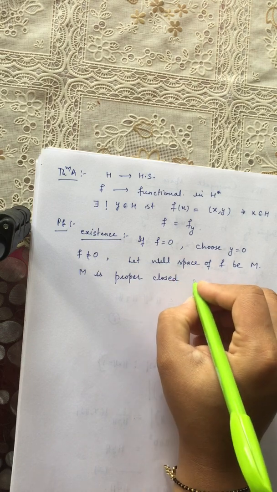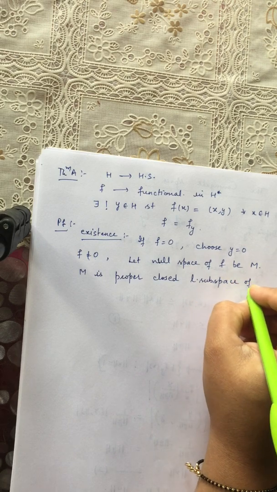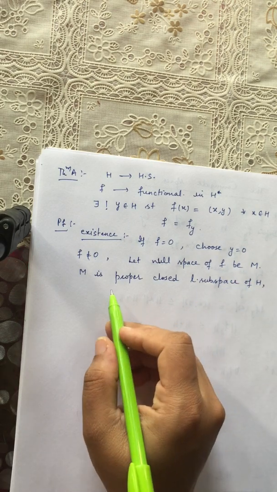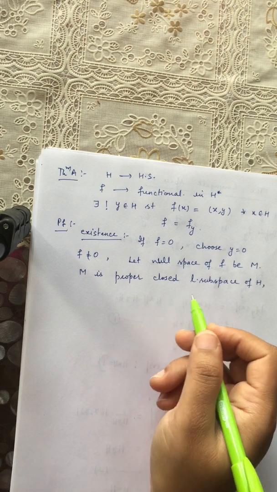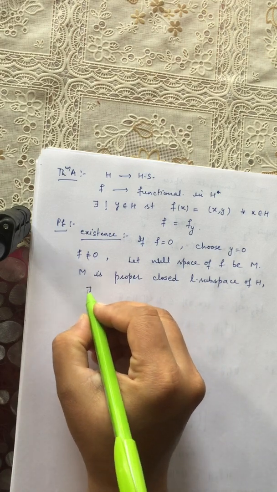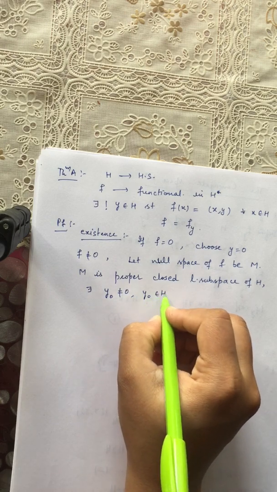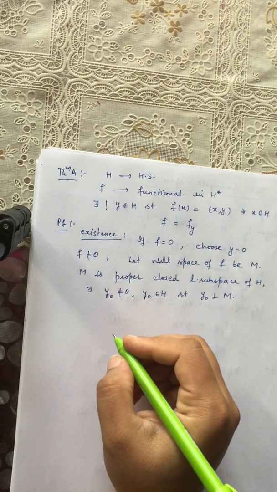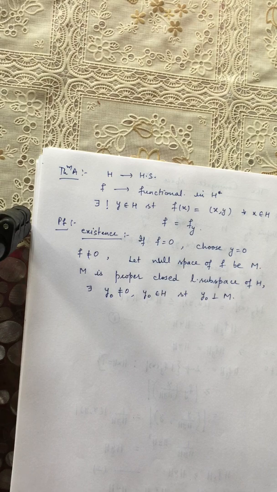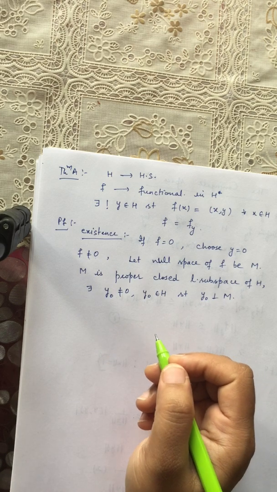And we know whenever we have a proper closed linear subspace, there exists a non-zero vector which is orthogonal to that linear space. So there exists a non-zero vector y naught in H such that y naught is orthogonal to M. So we will show that if alpha is a suitably chosen scalar, then the vector y equal to alpha y naught is our required vector.